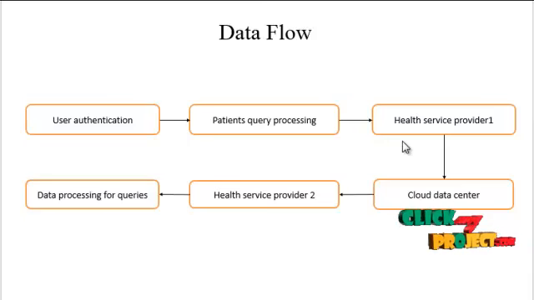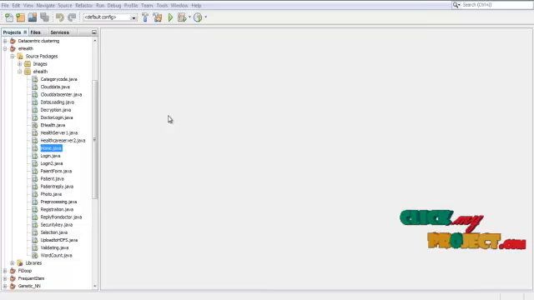The health service provider will collect the data from the patient query processing, and the server will process the data given by the patient query processing. Then the data will be transferred to the cloud data center, where the data will be stored in the cloud. Then it will be transferred to the health service provider. In this health service provider, data processing for the queries will be based on the category selected by the patients. And this is our project.